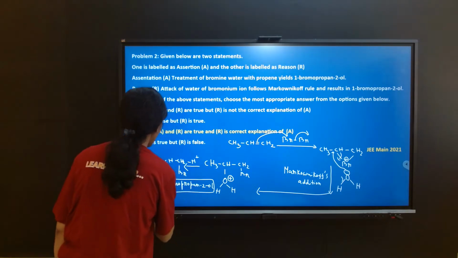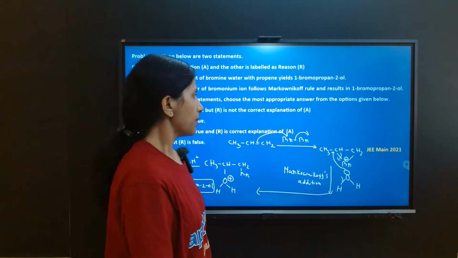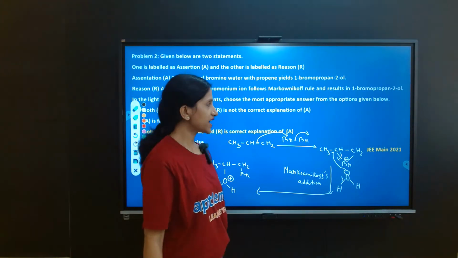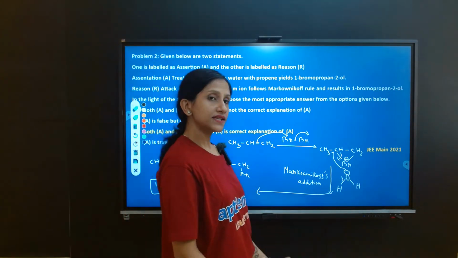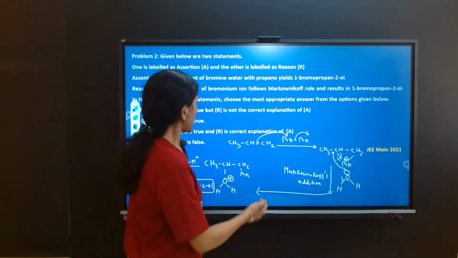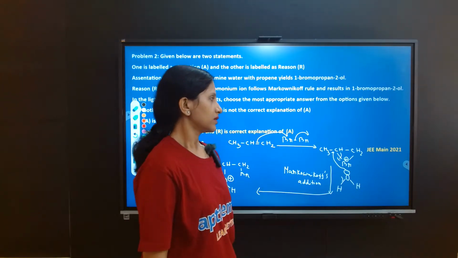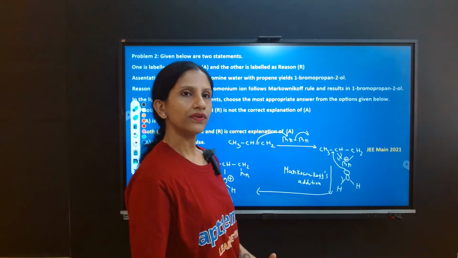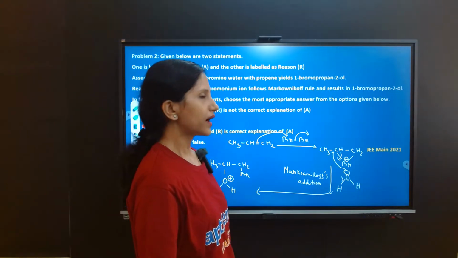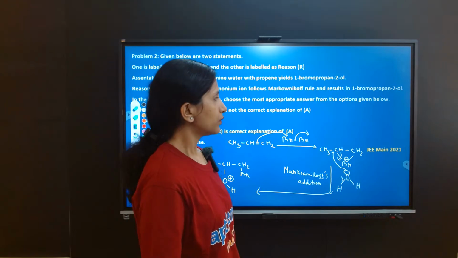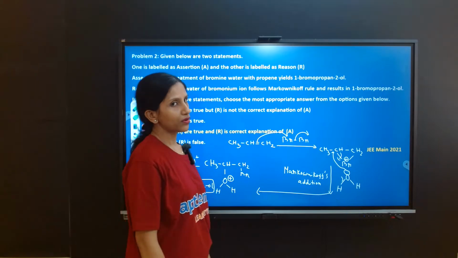So what can we say? Let me just quickly recap Markovnikov's rule. Markovnikov's rule actually states that for any unsymmetrical alkene, for example propene here, if any nucleophilic attack is made, it will add directly to the carbon atom which is attached with the lesser number of hydrogen.